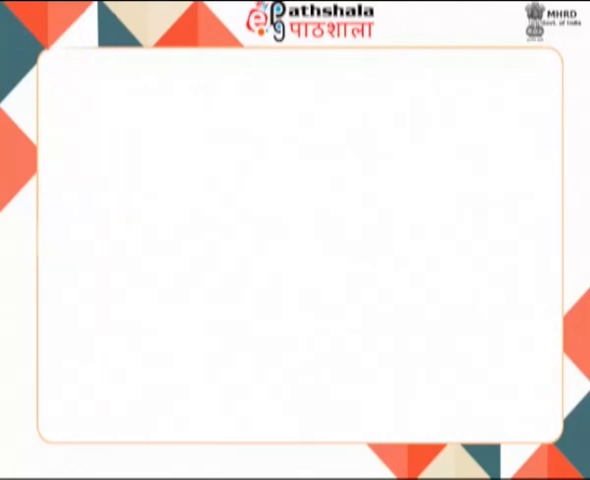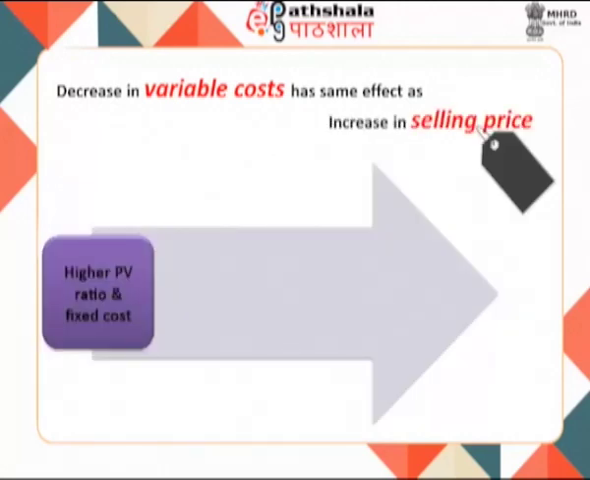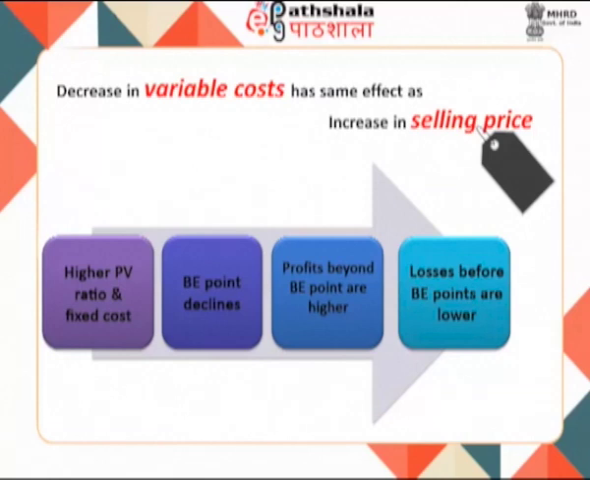Let us see the impact of decrease in variable cost. A decrease in variable cost has the same effect as an increase in the selling price. A higher PV ratio is achieved and the rate of fixed cost recovery is increased. The break-even point declines, profits beyond the break-even point are higher, and losses before the break-even point are lower.